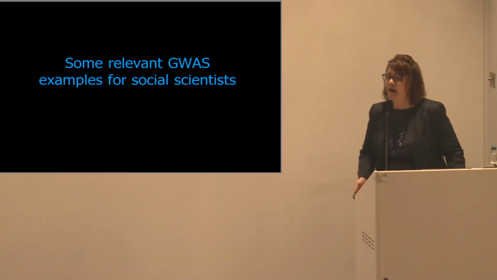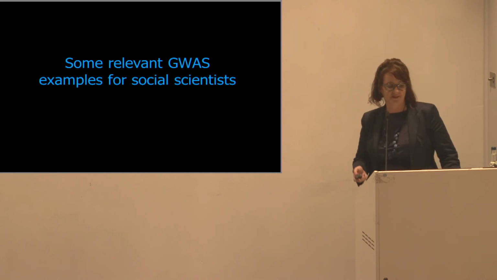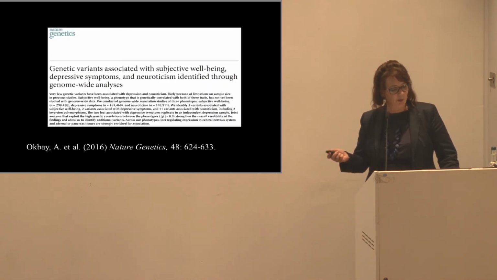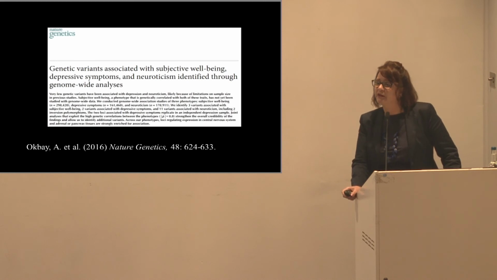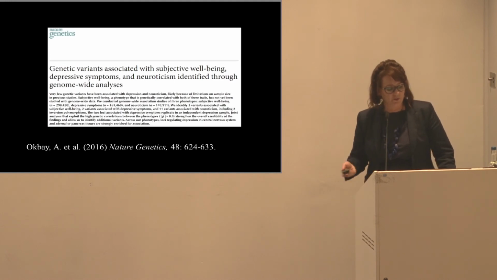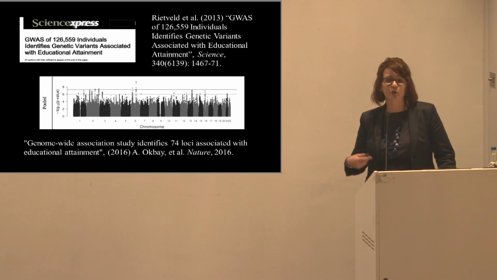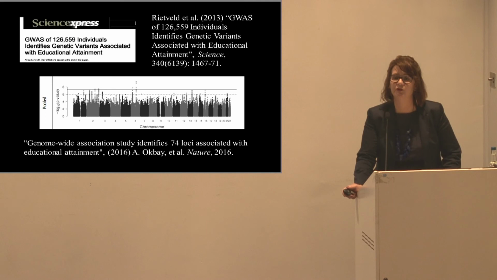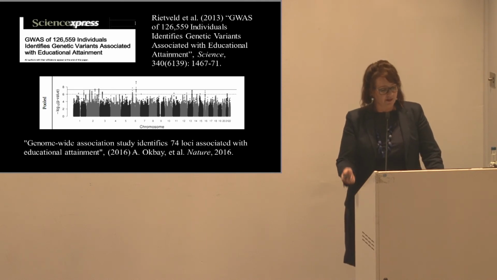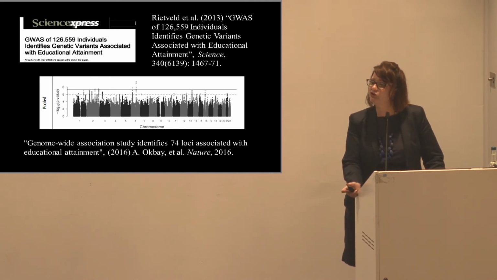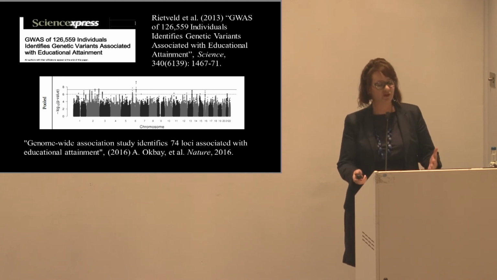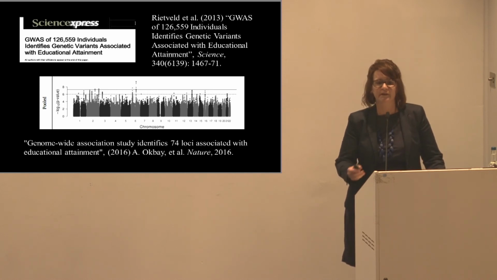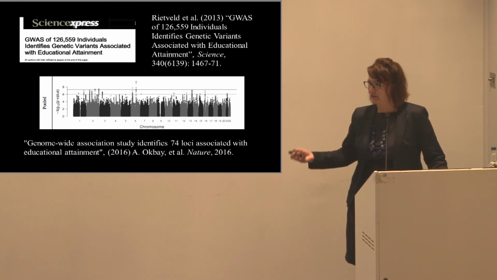So I'm going to give you some examples of GWAS studies that social scientists have conducted. I'm involved in this one as well, and that came out last year in Nature Genetics, where we found genetic variants associated with subjective well-being, depressive symptoms, and neuroticism. You might have also been aware of the educational attainment GWAS. There was one published in 2013 in Science, and then in June of last year in Nature Genetics, they also found 74 loci related to the number of years of education and obtaining college.